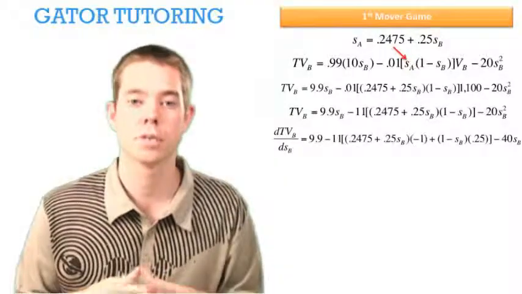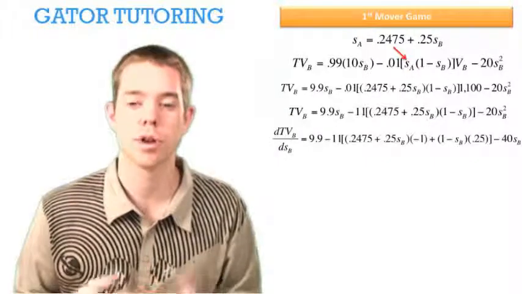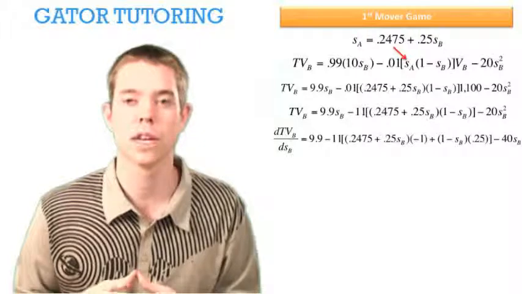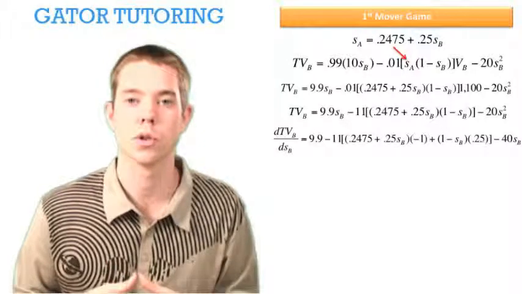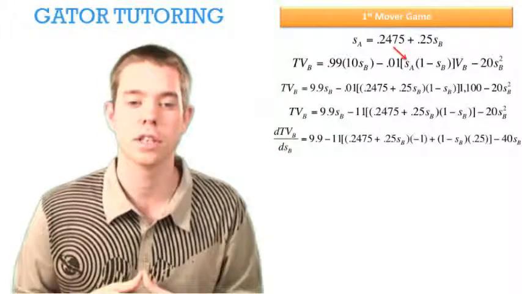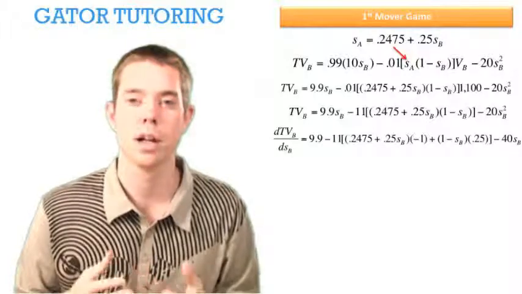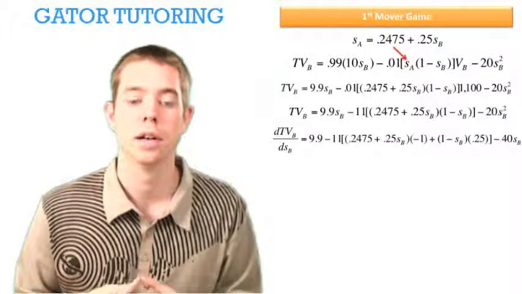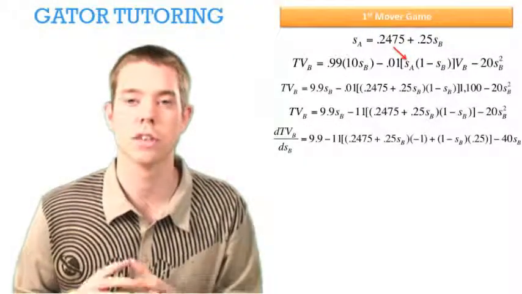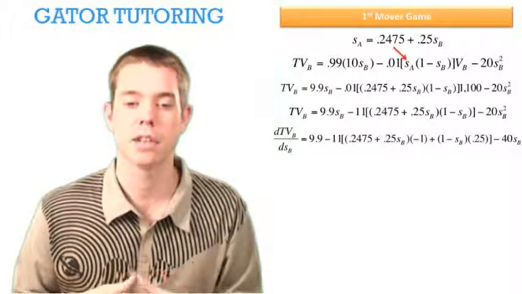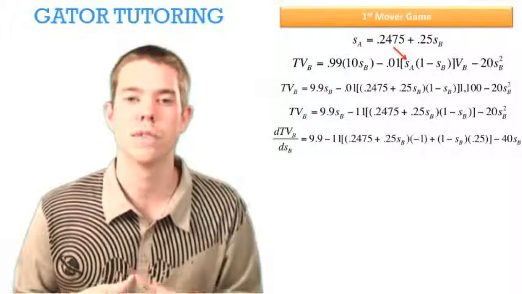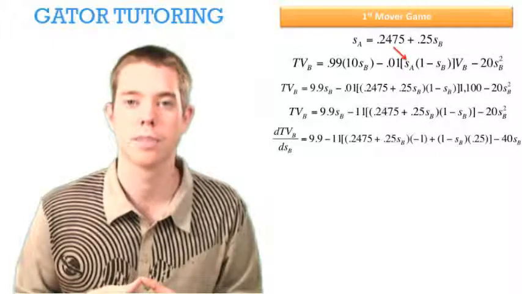We have two sets of parentheses, so we're going to use the product rule, which says first times the derivative of second plus second times the derivative of first. The first thing is 0.2475 plus 0.25 SB. The derivative of the second thing is just negative 1. The second thing is 1 minus SB, and the derivative of the first thing is 0.25.